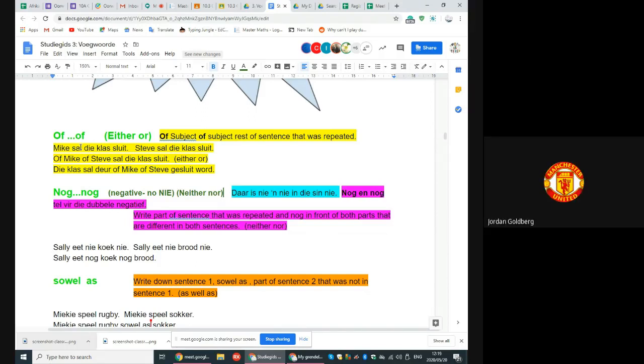I'm not actually sure. Neither Mike nor. Yes. Neither Mike nor Steve will lock the class. Baie mooi. Neither Mike nor Steve will lock the class.